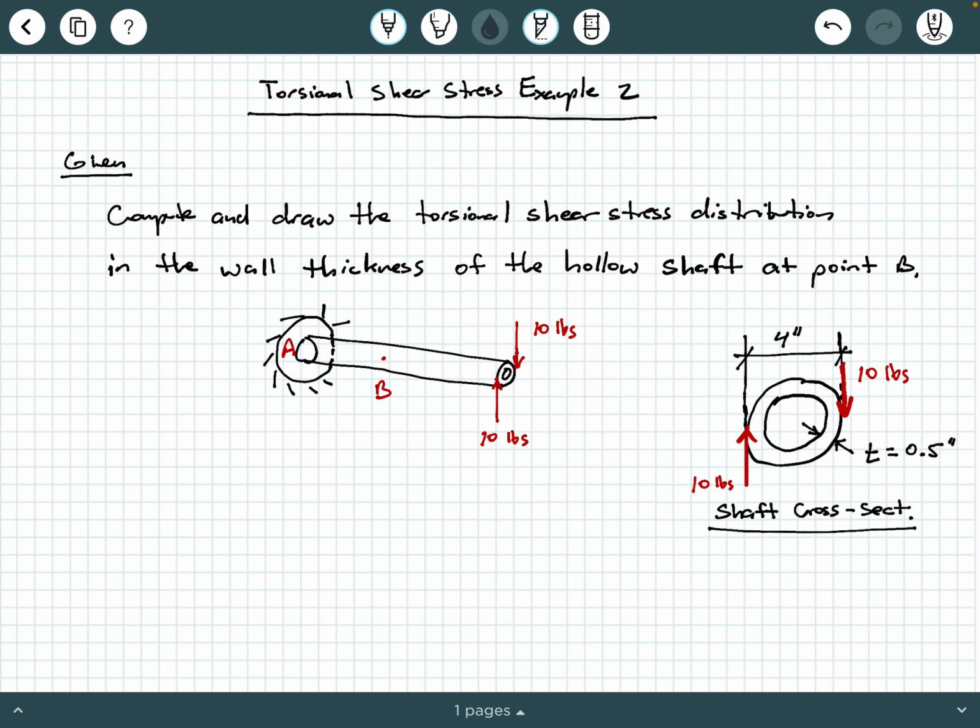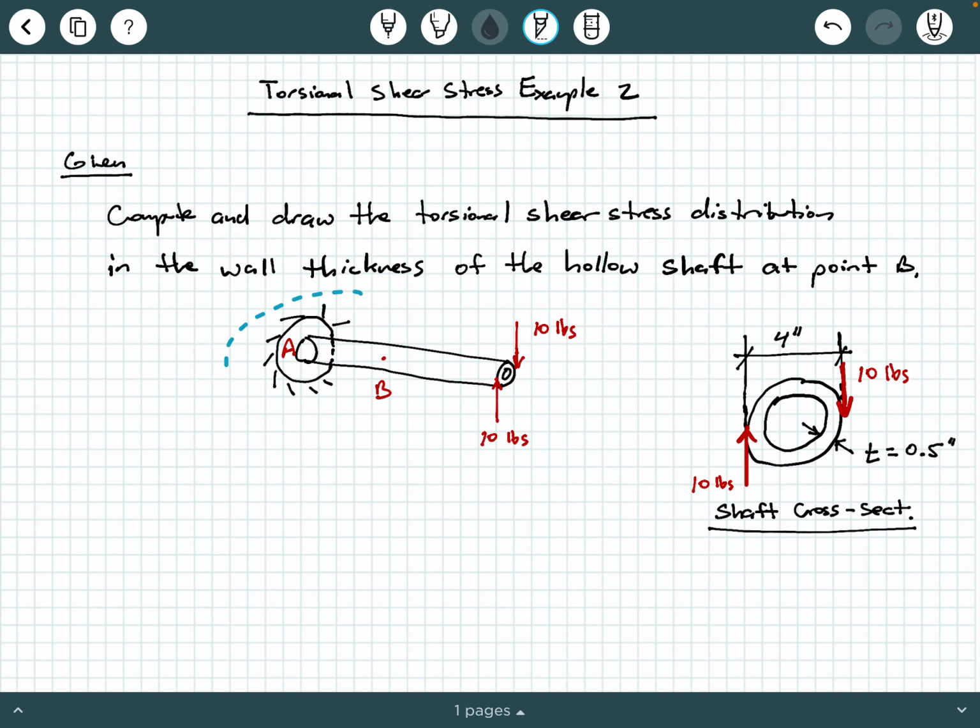In the given information, we're being told to compute and draw the torsional shear stress distribution in the wall thickness of the hollow shaft at point B. So go ahead, write this down, maybe pause the video, and draw these figures out. Remember, you want to write stuff down. Watching is usually not good enough. Write it down, take good notes.